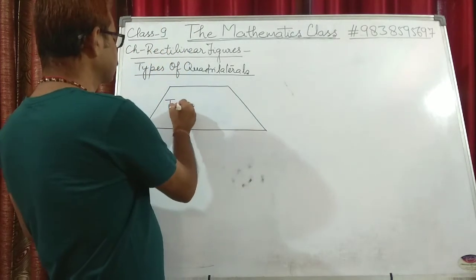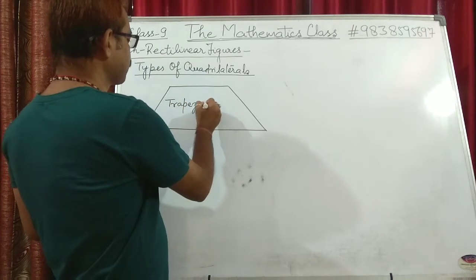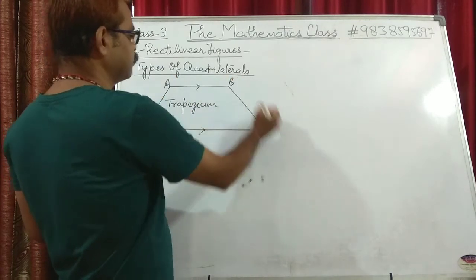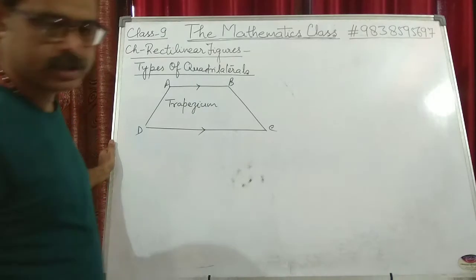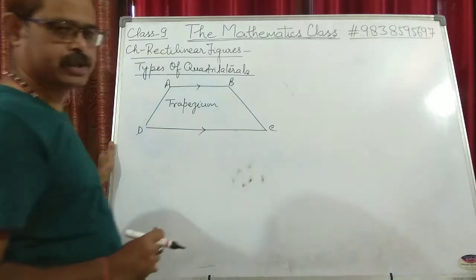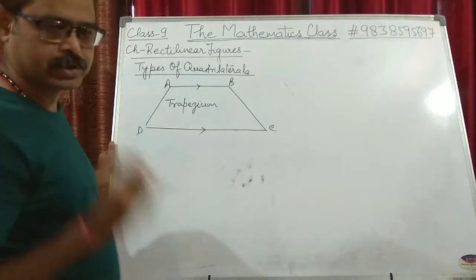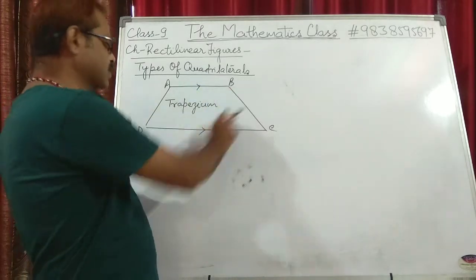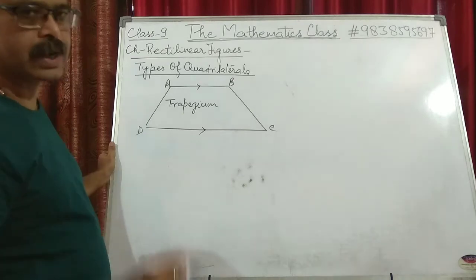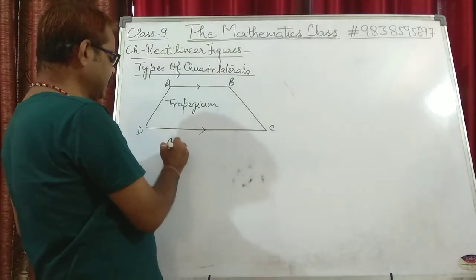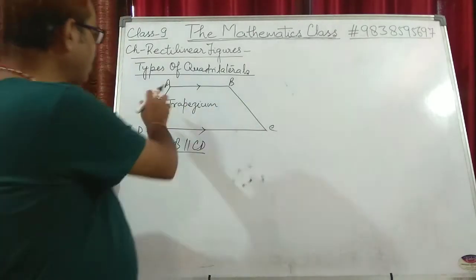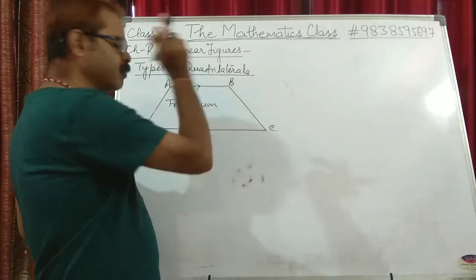This is known as a trapezium. It is a 4-sided figure. Let's name it A, B, C, D. Why is it known as a trapezium? A trapezium is a quadrilateral having 4 sides, in which one pair of opposite sides is parallel. You can see that AB is parallel to CD and the other pair of sides is non-parallel.